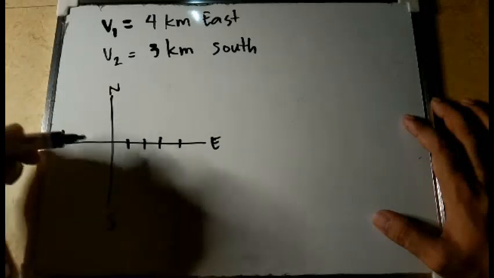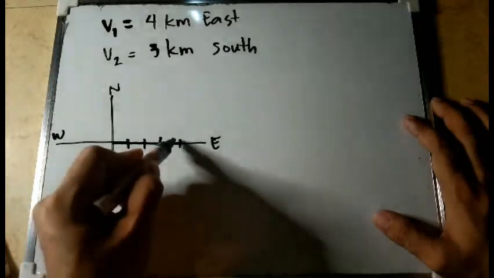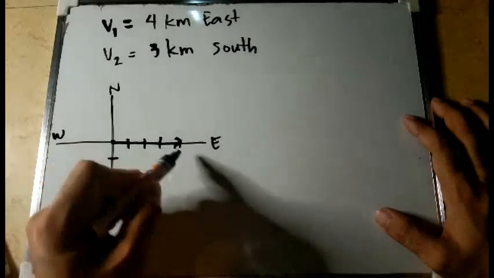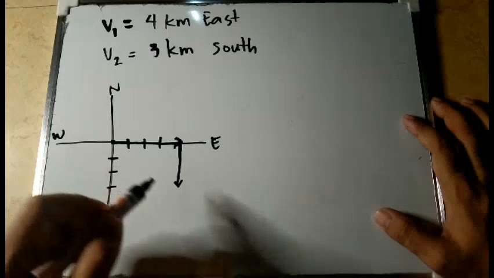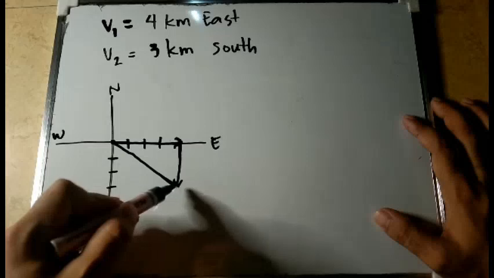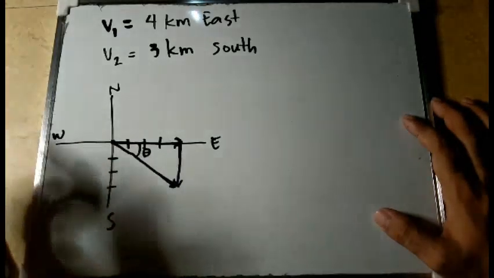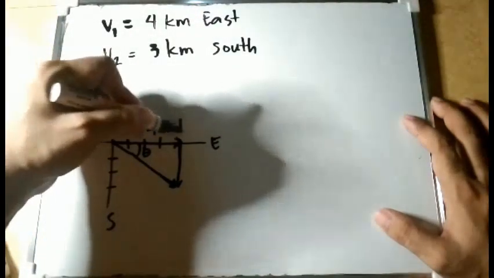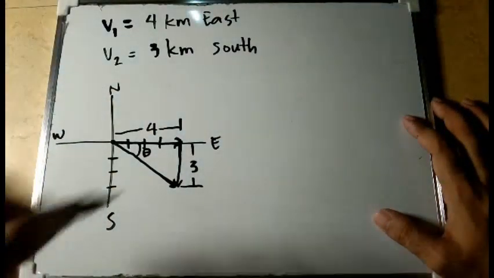Then we have 3 kilometers south. So 1, 2, 3. So dito, ito yung starting point natin. Then dito yung nag-turn naman siya pa south. Okay, so ito yung hahanapin natin, yung resultant. Okay, this one. So we have theta here, angle. So mapapansin nyo, nag-form siya ng 90 degrees. Okay, so nag-form siya ng 90 degrees. So this one.